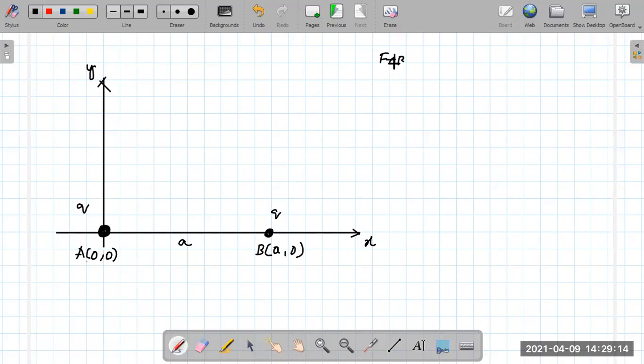You know that force on A due to B is 1 by 4 pi epsilon naught Q1 Q2, charge of A square by A square, times position of A minus position of B, by position of A minus position of B magnitude whole cube. Is that right?